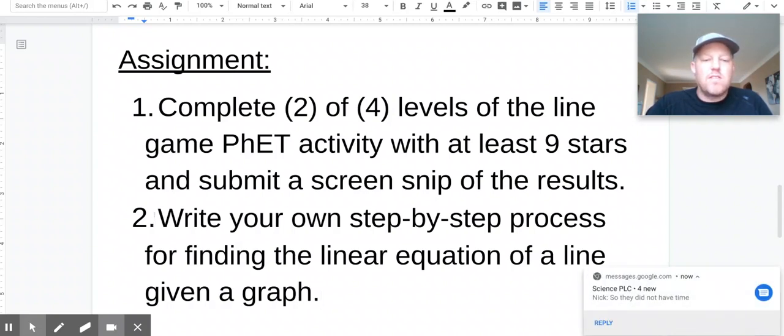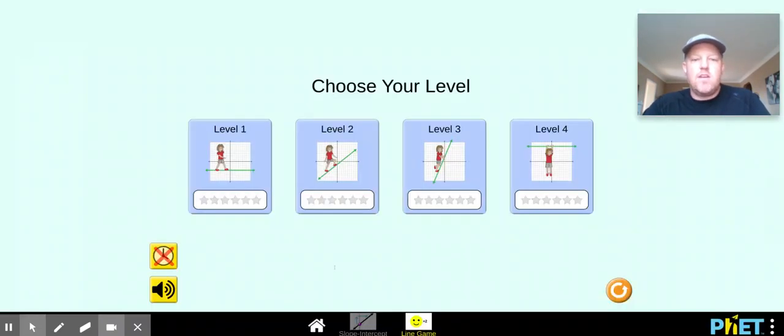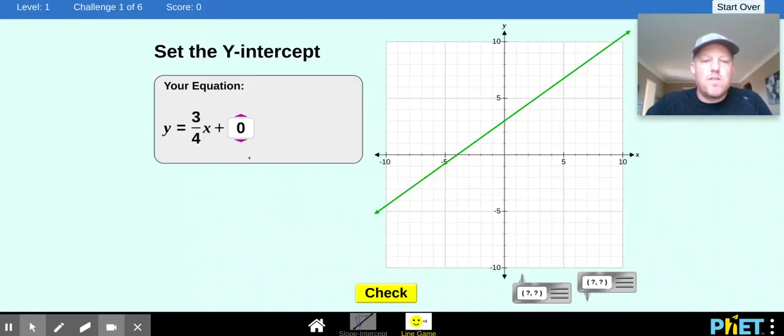What you're going to do then for the assignment is write your own step-by-step process for finding the linear equation of a line given a graph. To show you what this will look like for level 1, it will say set the y-intercept. You look at the graph here, it says the slope is 3/4, meaning if you find good points, you go up 3 and over 4. So that's what the slope is. And then the y-intercept is again where this line crosses the y-axis. You can see this is 0, 1, 2, 3. And so you would see here that your y-intercept is 3.